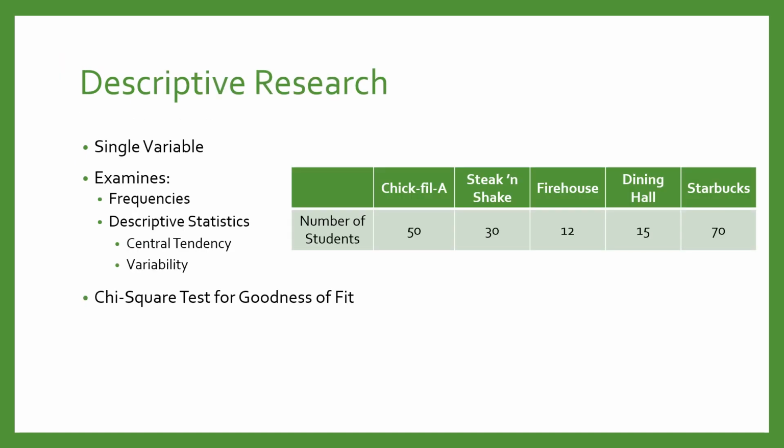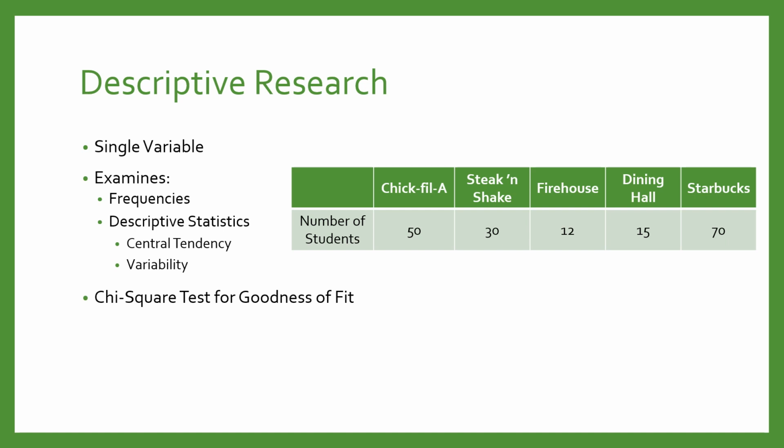So descriptive research is focused on one variable. Now you may have multiple levels of that one variable, like you see here in the example, but it's focused on looking at one variable. And typically, descriptive research focuses on frequencies. So how many people fit in each category of this variable, or how many observations fit in each category of this variable. So we see here in the example, they've got the number of students, and that would be a frequency. So how many students preferred each type of food vendor on campus.